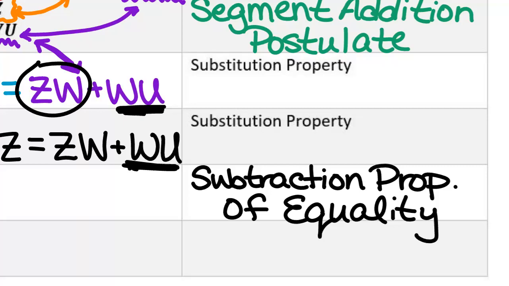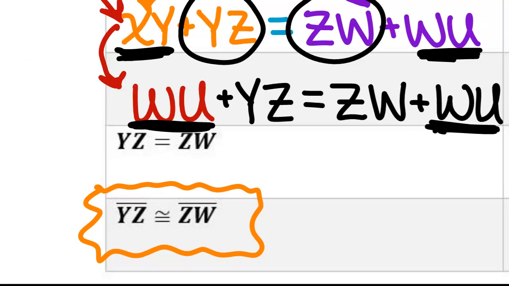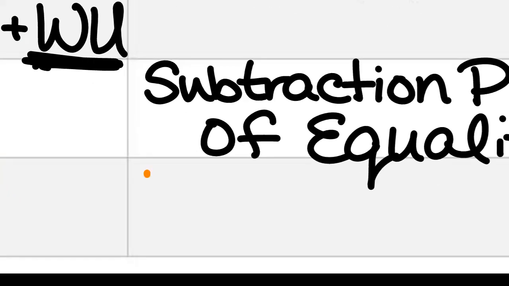All right, we got one final step. We've gotten to the place where I can show that segment YZ length is equal to the length of segment ZW. Why could I then make this leap and say that means the segments have to be congruent? Definition of congruent segments.